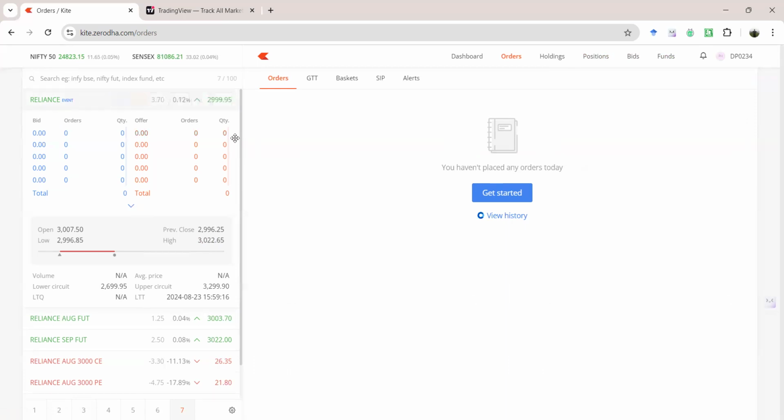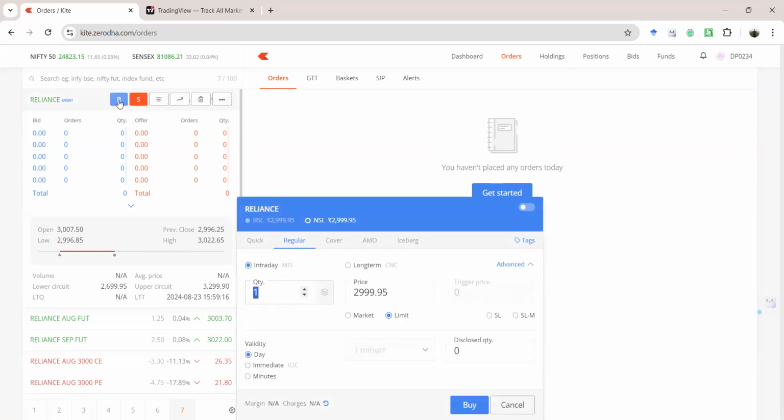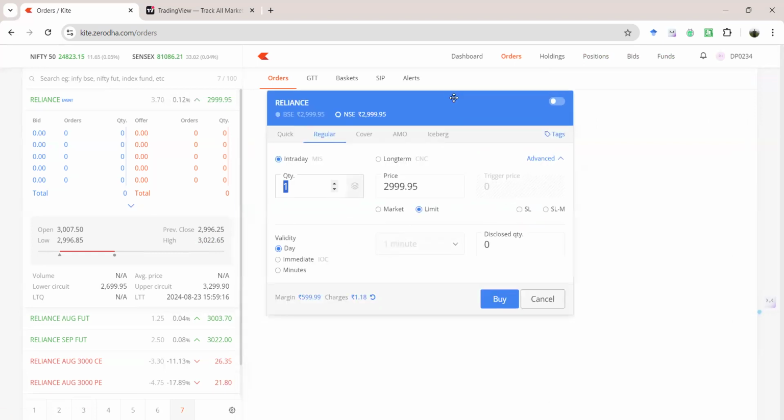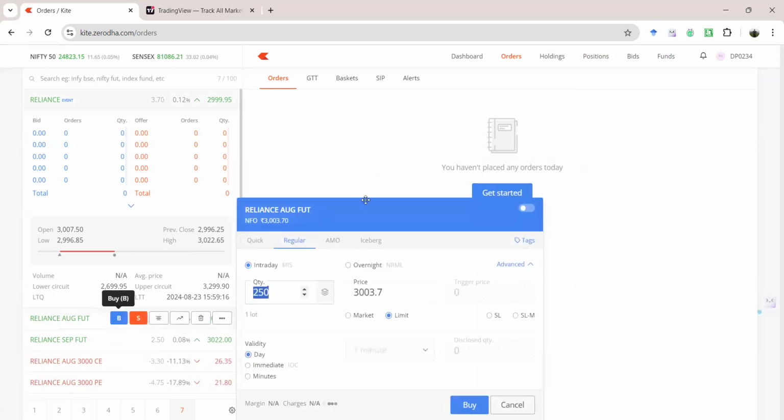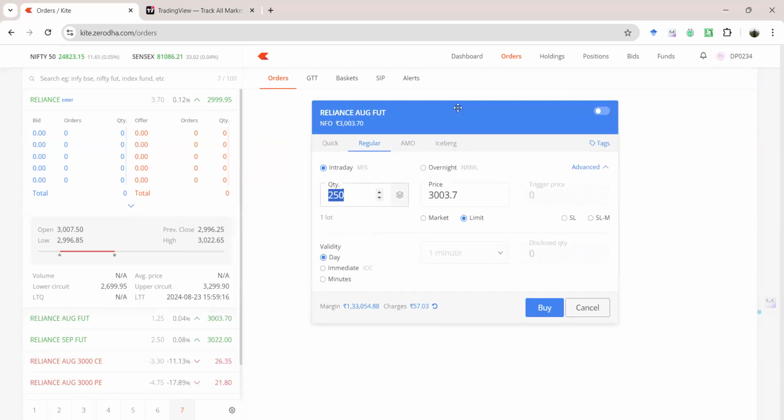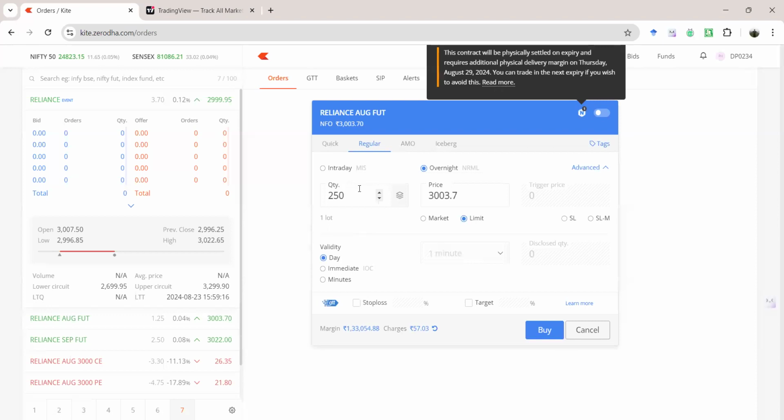Now, when we see this Reliance, this is a share of Reliance which we want to buy or sell. And now there is this thing, you can see August future call put. If we click on this buy on future, what does it show? It is showing 250 quantity, right?